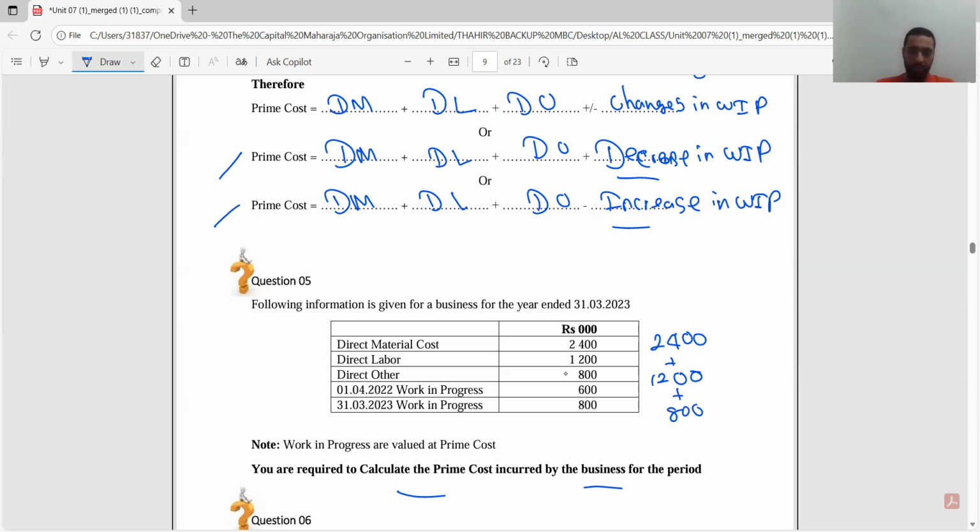Okay. And then work in progress. Is this increasing or decreasing? Work in progress is increasing. See, from 600 it has gone to 800. That means it's increasing. So what do you have to do? Now you have to minus how much? Minus 200. How much is the answer? Is the answer 4,200? Is my calculation correct?